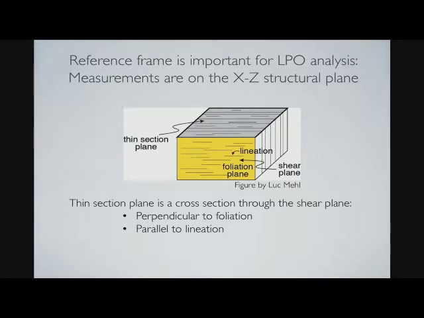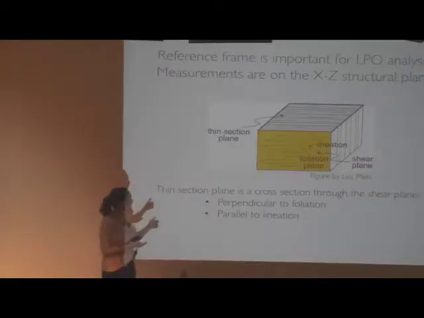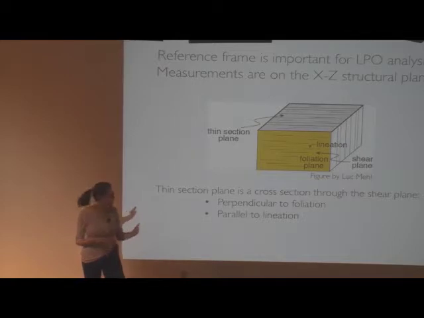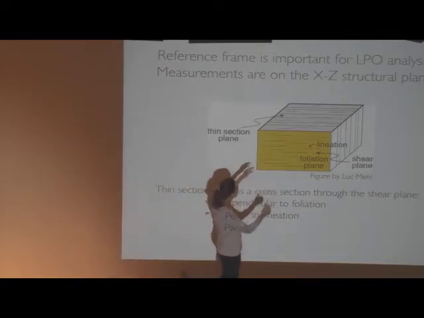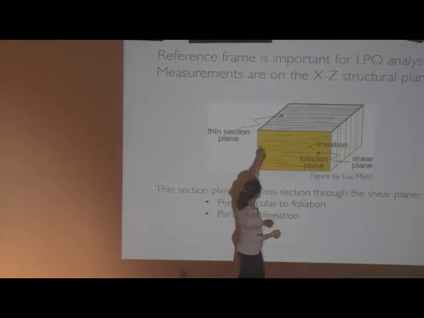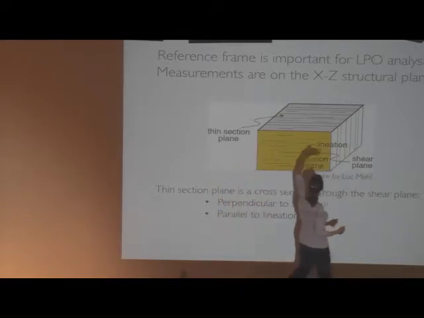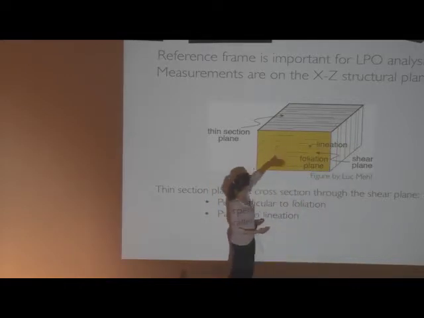Okay, and so then there's this structural context that we need to look at samples in. So when we tell you the LPO of a sample, it is always relative, or it should always be relative, to the foliation and the lineation in a sample. And that is because we want to be looking at the cross-section through your shear plane. So this is an example. This is just a hypothetical cube of rock that has a foliation, which is shown by these lines. So this is the foliation plane that you are seeing here.